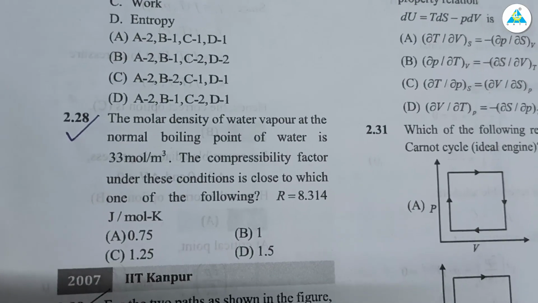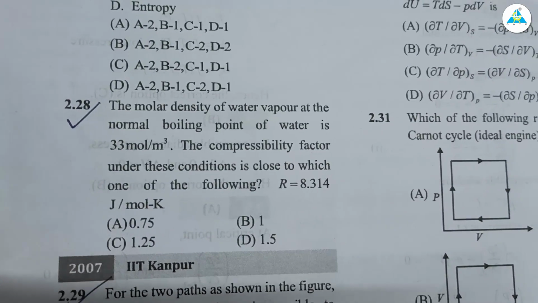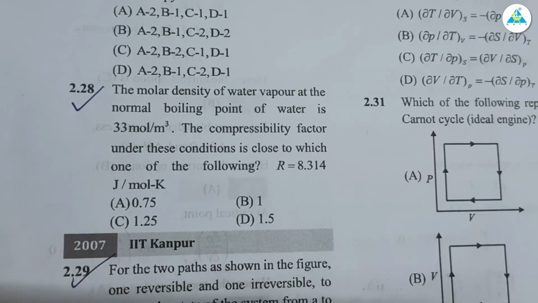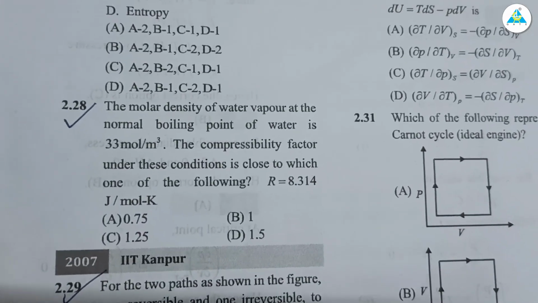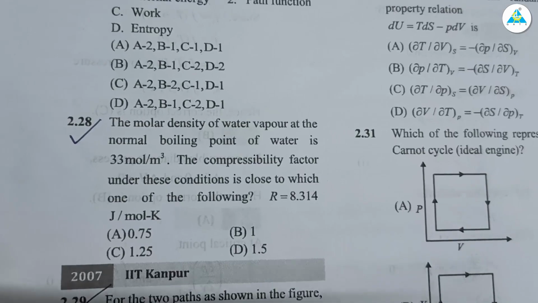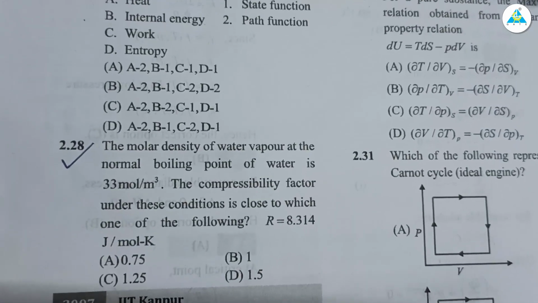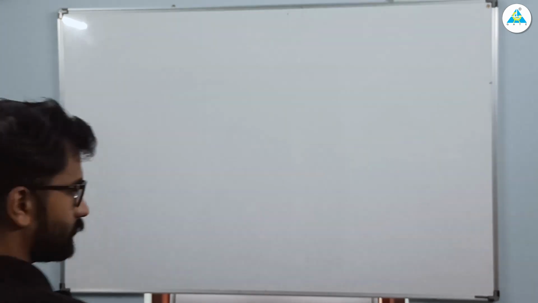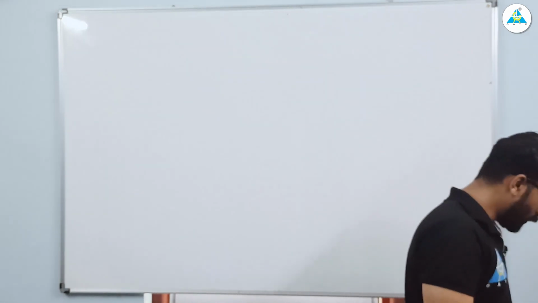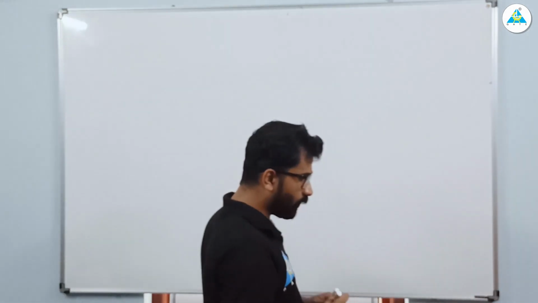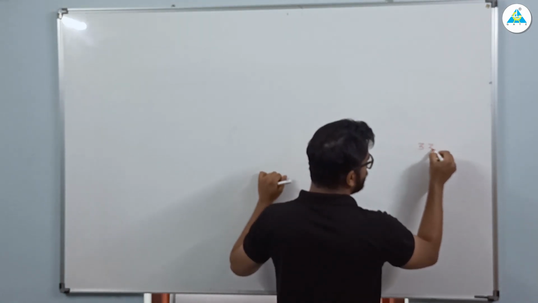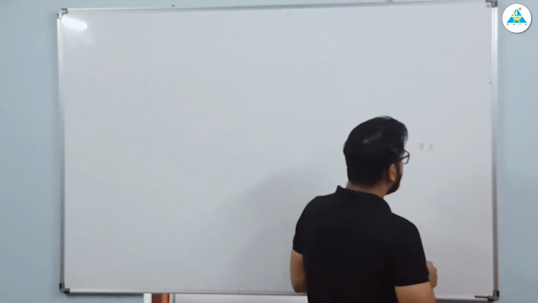Okay, so one student has asked a doubt in this, that's why we are solving here, right? So otherwise our topic is over, right? That's our first law of thermodynamics application in the closed system and open system is over. Clear? Now we'll solve this question. So we'll read the question and then we will solve it, right? What is the question? The molar density of water vapor at the normal boiling point of water is given as 33 mole per meter cube.